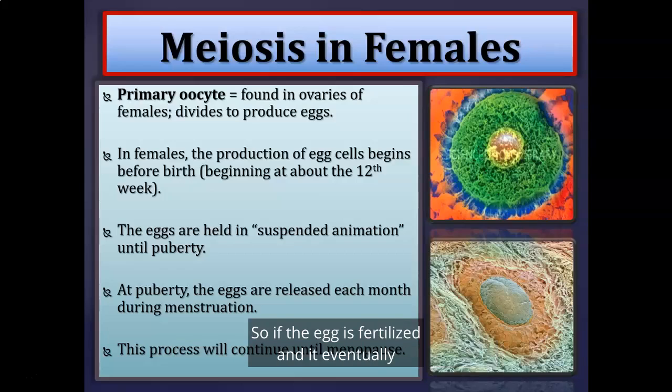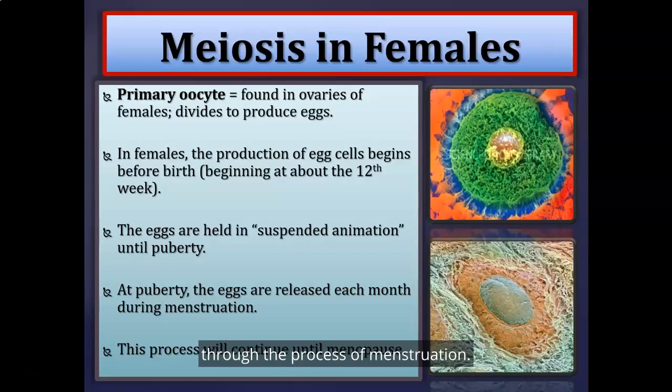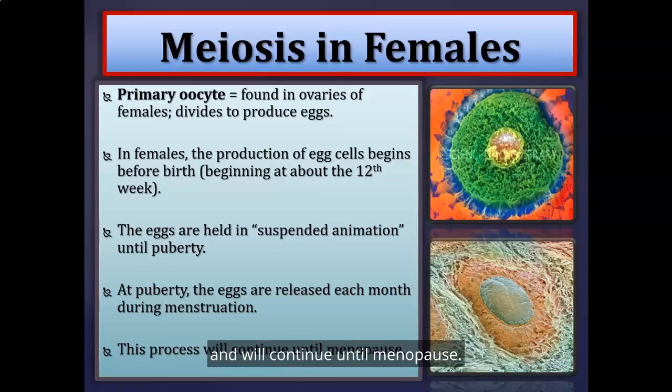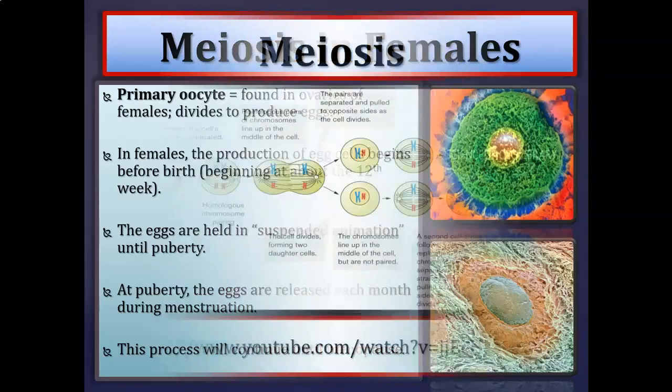So if the egg is fertilized, then it eventually becomes a zygote and then eventually a developing fetus. If the egg is not fertilized, then it's released from the body through the process of menstruation. So for females, there's more of a marked beginning and end to the process. It begins at menarche, or the onset of menstruation, and will continue until menopause.